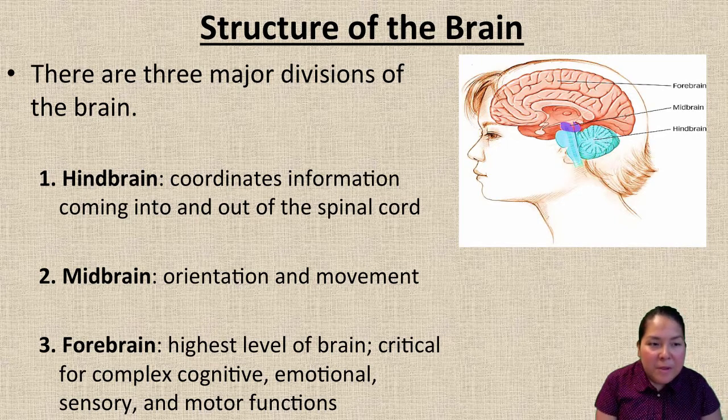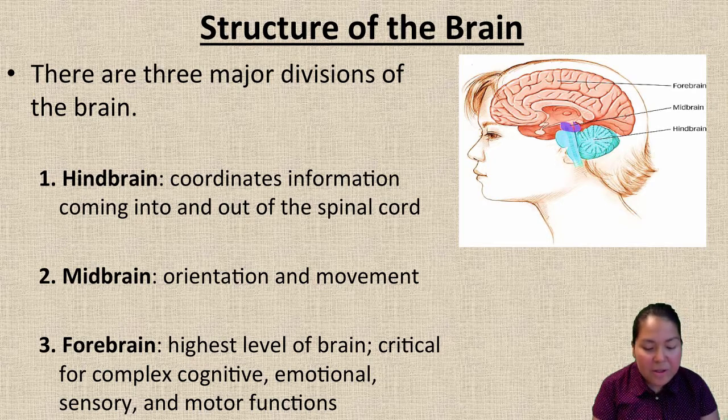And so the first structure or major division is the hindbrain. And the hindbrain coordinates information coming into and out of the spinal cord. And this basically controls the basic functions of life. And so that may be breathing, heart rate. We'll get more into that when we talk about the functions of each of these structures. And so the hindbrain consists of the medulla, the reticular formation, the cerebellum, and the pons.